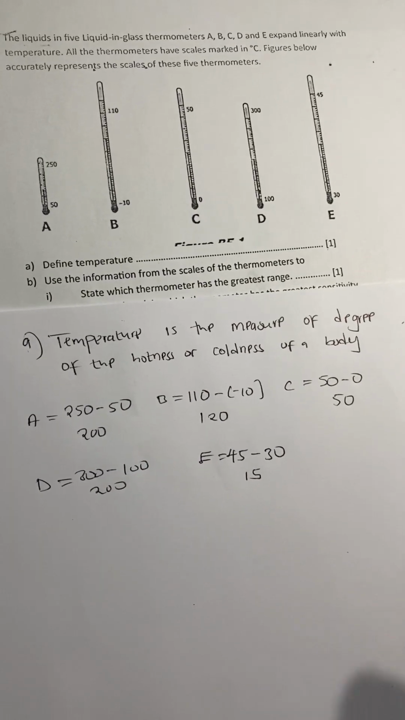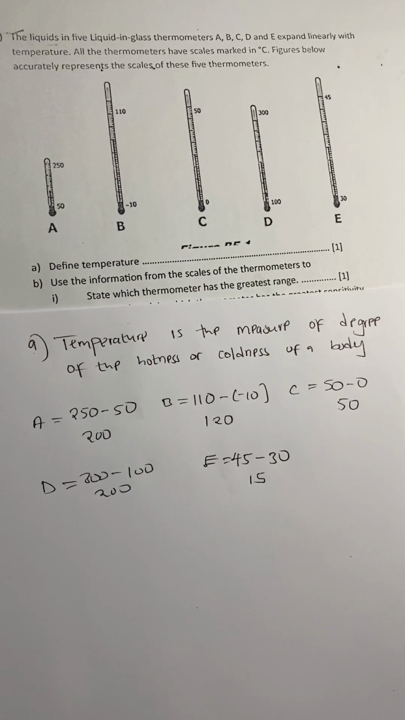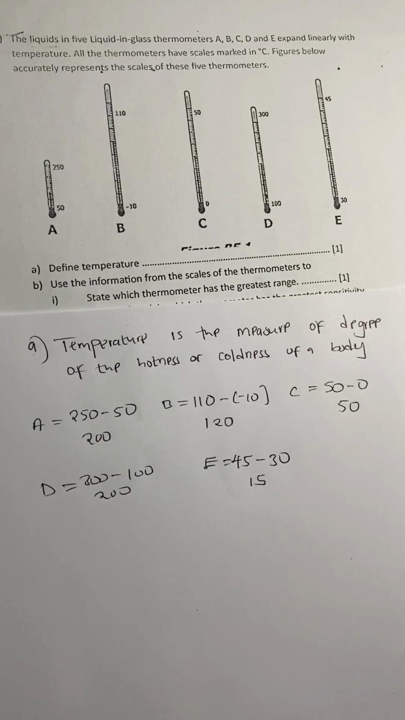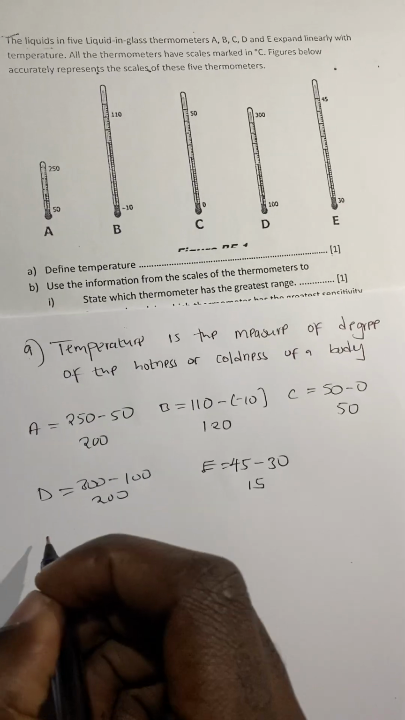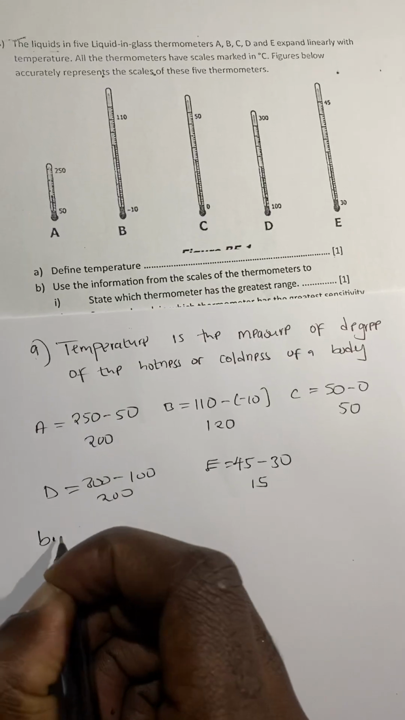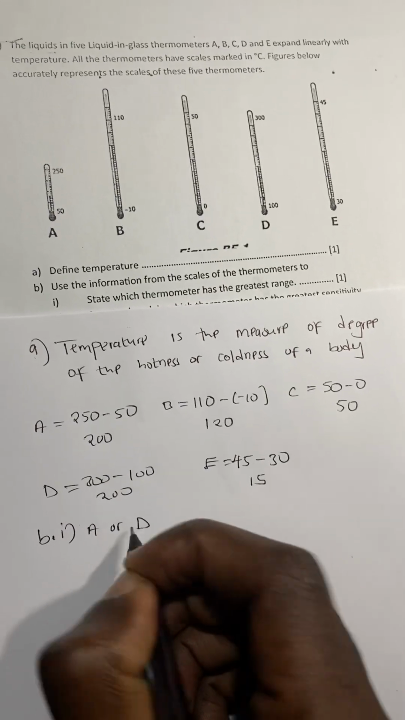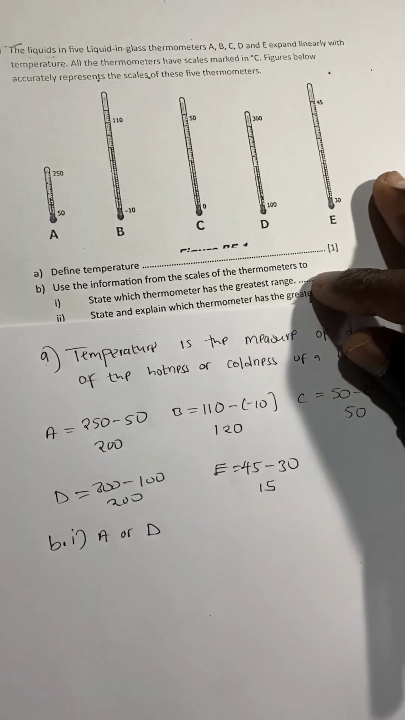Okay, so from the values I just found, I can tell that thermometer A and D have the same range, which is the greatest range. So for question B1, you can either say A or D. Both are correct.